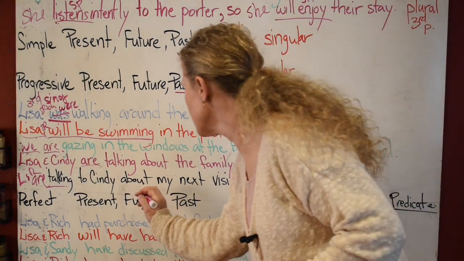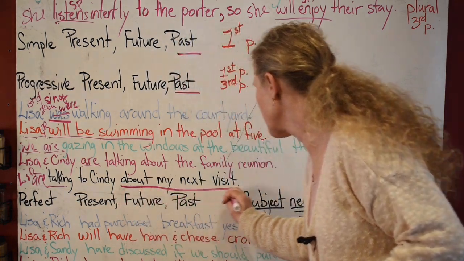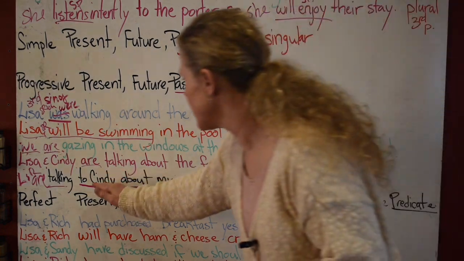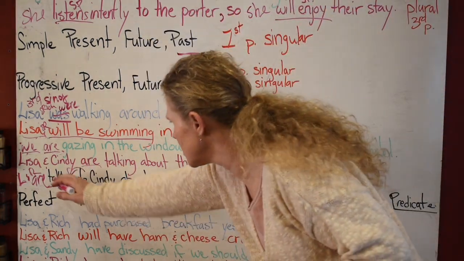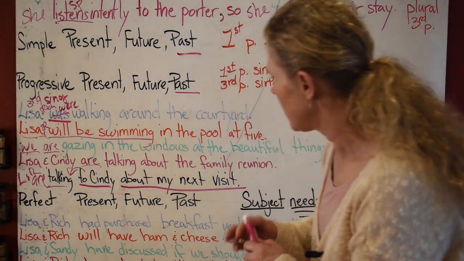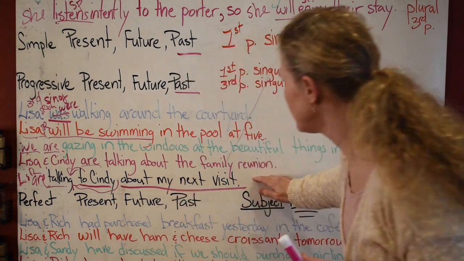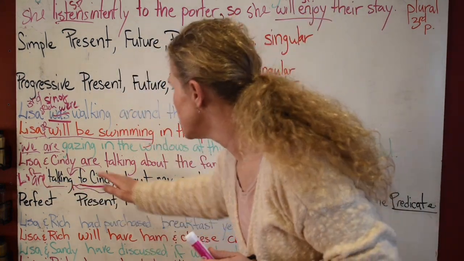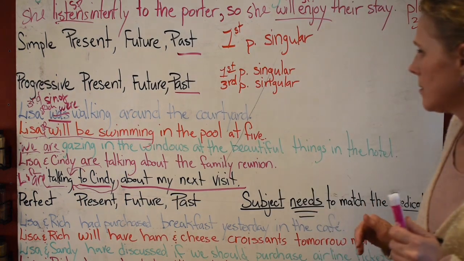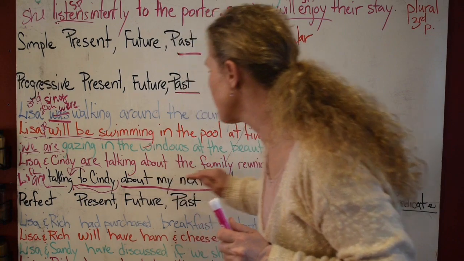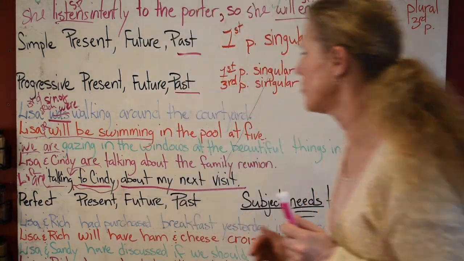And see right here, we're talking about our prepositional phrases. And this right here is what's describing. To Cindy's describing our talking. About is describing what? Talking. About my next visit is describing the verb. To Cindy is describing the verb, our talking. Both of these are adverb phrases describing the verb.